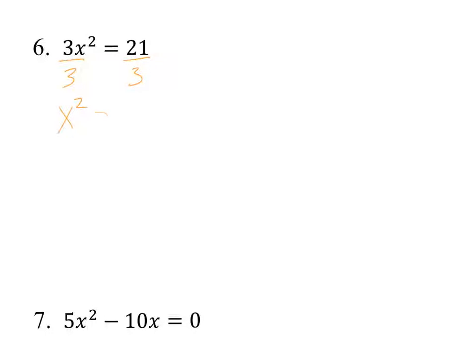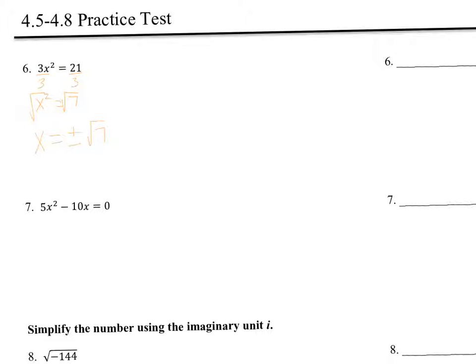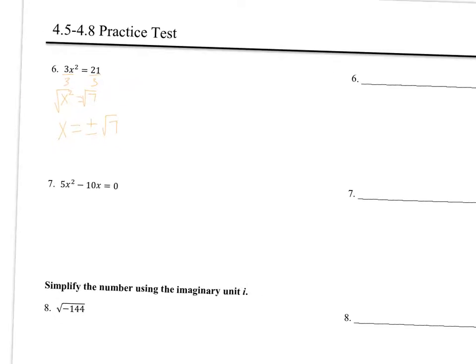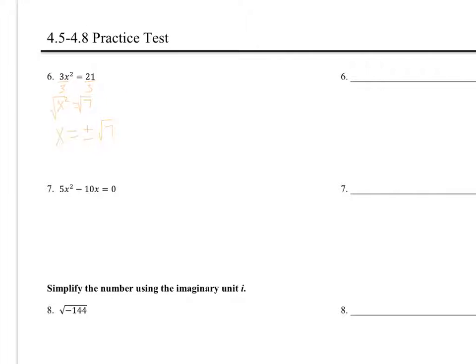So then I would have x squared is equal to 7. The opposite of taking something squared is the square root. This is where you have to be careful because you have a positive and negative answer. And I can't simplify the square root of 7 anymore. That would be my answer. So on the line is where I would go. I would write positive, negative, square root 7 for my answer.